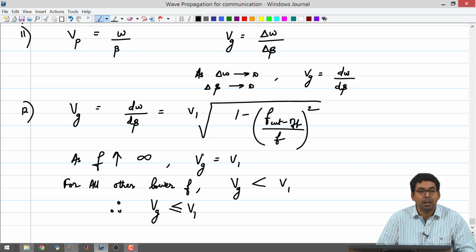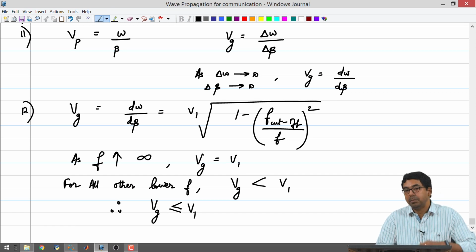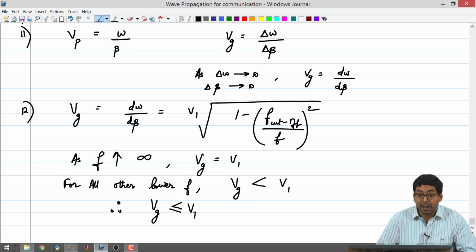That does not mean you are entering into some domain where you are traveling faster than the speed of light and all that, no. Group velocity is the term that actually dictates the information content that you are trying to send, and the information content has an upper bound for the velocity. Okay. So, we are having Vg less than or equal to V1.